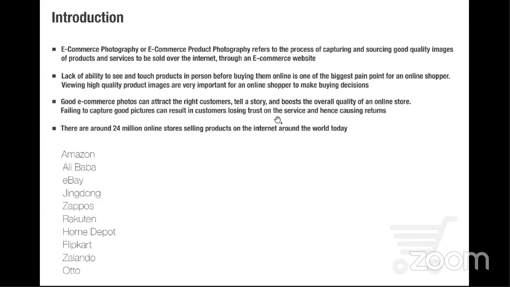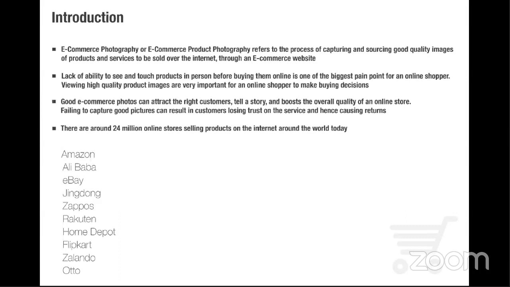It's not only about losing the customer's trust, but also the returns. Once the product is sold and you have made the sale, the customer again puts in a return because the image was not good or the product is not as per the image. That's called a customer return, right? So that's also a big negative for a photographer if an image goes wrong.